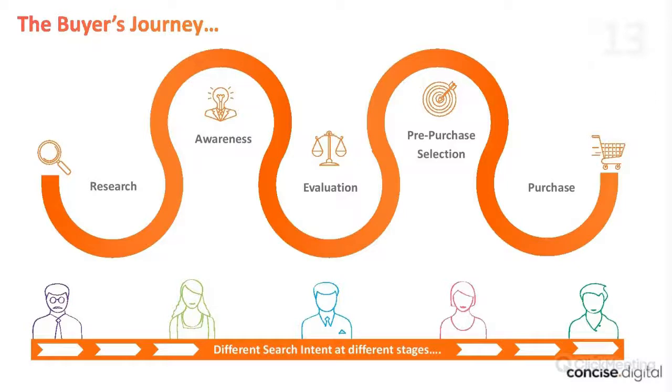Coming back to the buyer's journey, with the different searching at different stages, there's different search intent. Now, in the previous webinar we ran a few weeks ago, we talked about keywords and how to find them. We talked about search intent. So at different stages in the journey, the buyer has different intent. Here's an example. Let's just imagine that we're looking to get a new lawnmower.